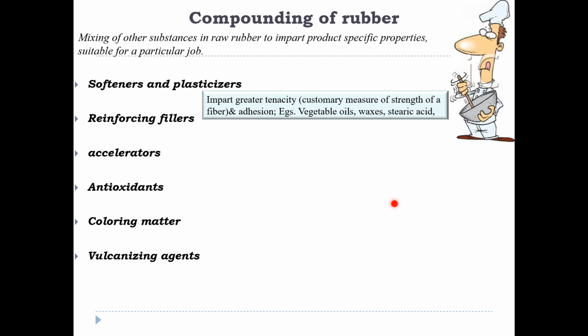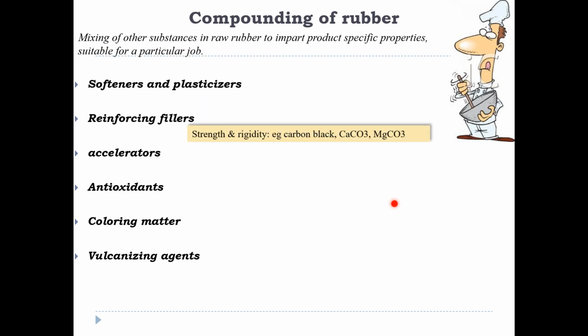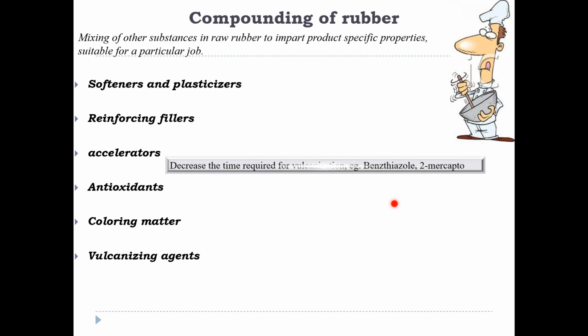Okay. Next is reinforcing materials to make it stronger, to fill up the gaps. So what should it be? It should be solid particles. Like carbon black, carbon is a very stiff, very hard material. It makes our rubber very strong. Calcium carbonate, magnesium carbonate increase the strength and the rigidity. It decreases the elasticity of the rubber.